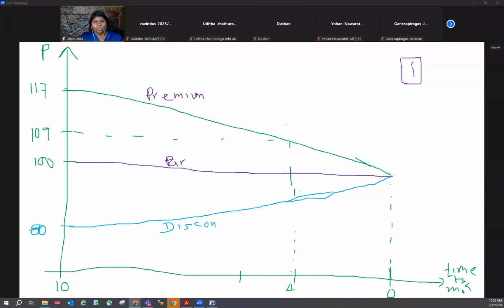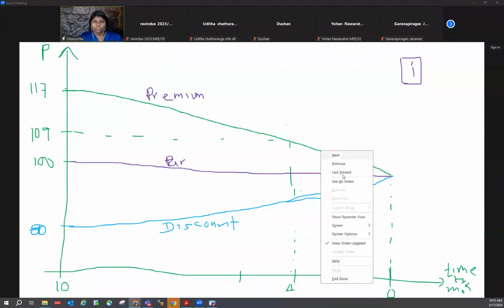So a discount bond with time, if interest rates remain constant, the value of the discount bond will keep on going up. The amortization of the discount bond will keep on moving up. Versus in a premium bond, it will keep on moving down with time.